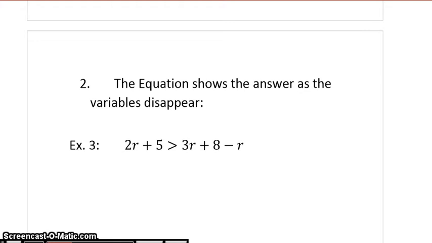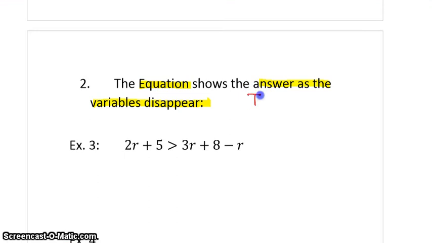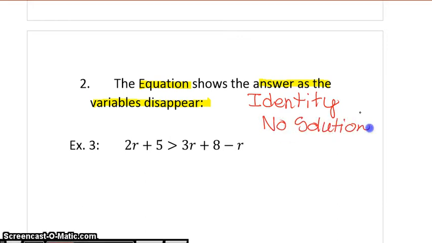Now sometimes we don't even need to graph it, because the variables disappear and the inequality shows the answer. So how would we know if it was an identity versus a no solution? So let's just think about that. With an identity, you would end up with a true statement. And with a no solution, you would end up with a false statement. So you're just looking at, is it going to be something that's always true or always false?